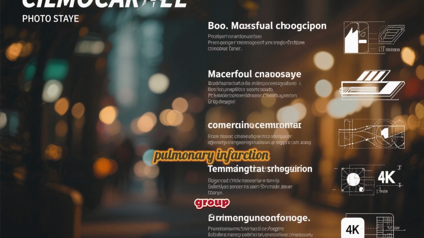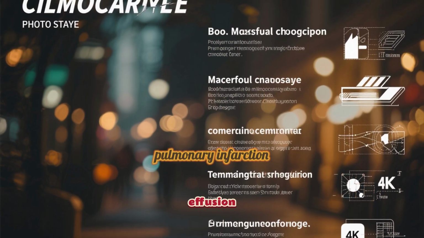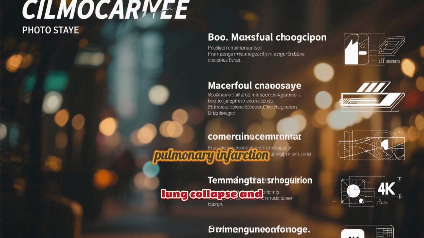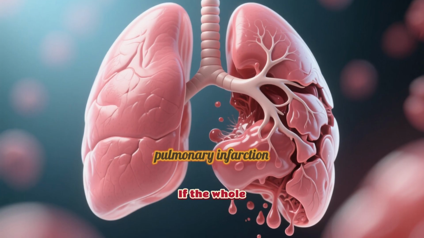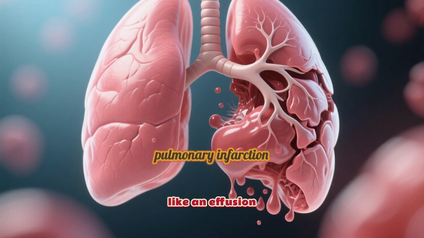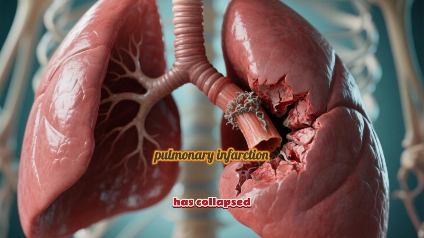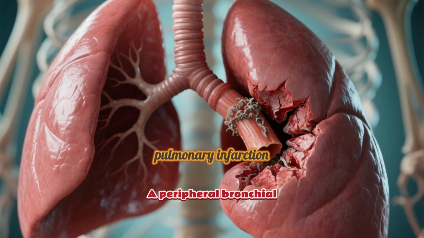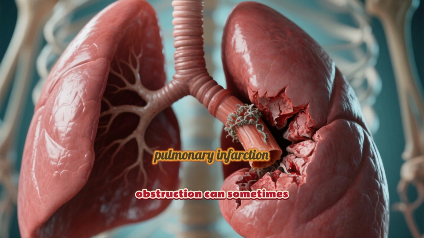1. The reduction group, which includes pleural effusion, pneumonectomy, lung collapse, and peripheral bronchial obstruction. If the whole lung has collapsed, it will behave like an effusion. If a segment of the lung has collapsed, it will behave like consolidation. A peripheral bronchial obstruction can sometimes mimic collapse.